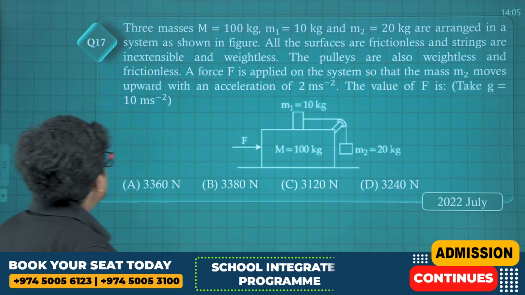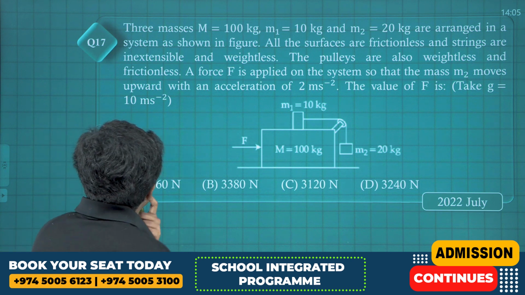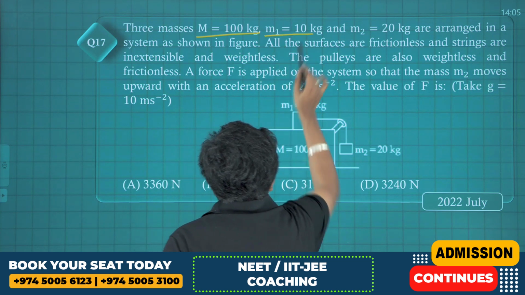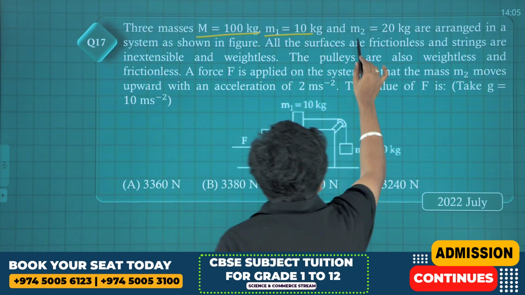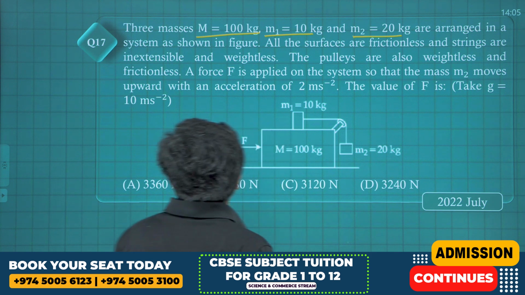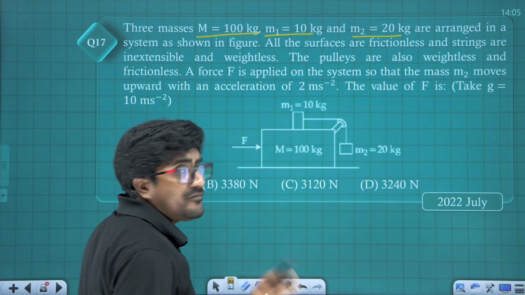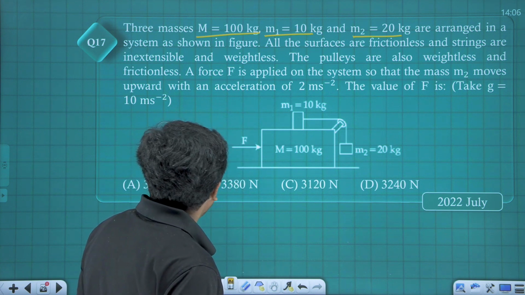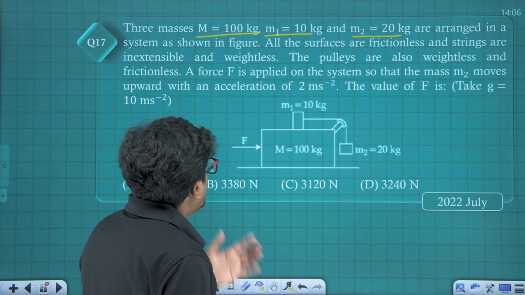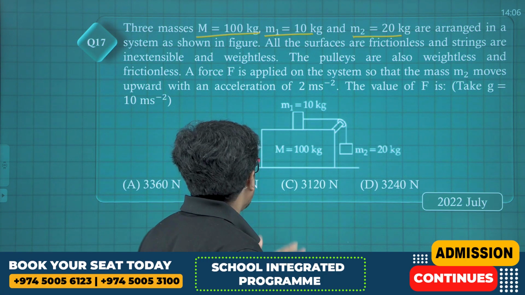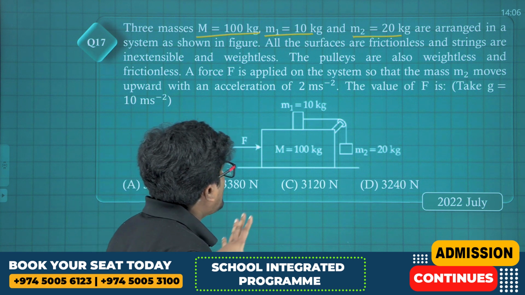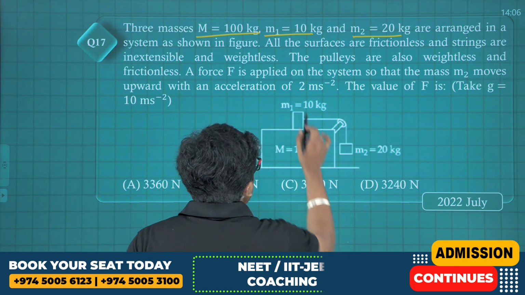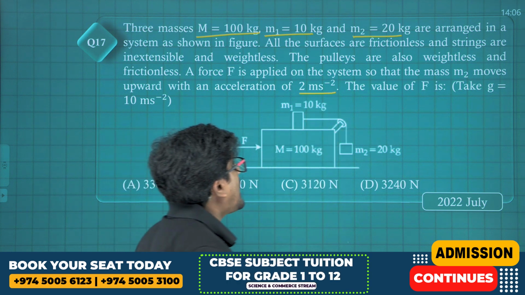Now let's move to the next, that is question number 17. The question says 3 masses, capital M equal to 100 kg, and M1 that is equal to 10 kg and M2 that is equal to 20 kg are arranged as a system as shown in the figure. All the surfaces are frictionless and the string is inextensible and they are weightless. The pulleys are also weightless and frictionless. Force capital F is applied on the system so that the mass M2 moves upward with an acceleration of 2 meter per second square. Then the value of capital F is.